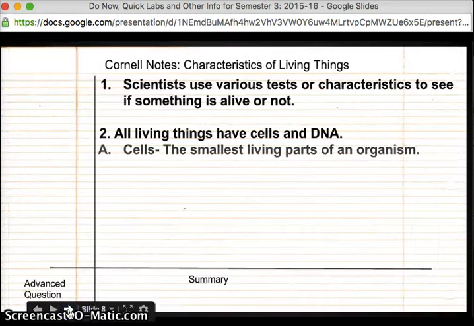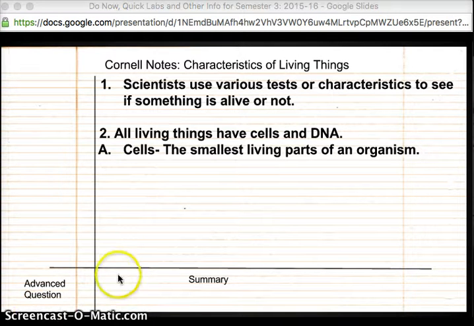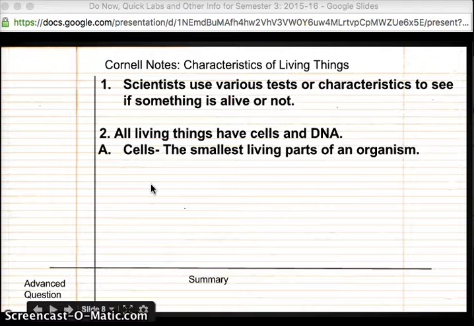Okay, so number two. All living things have cells and DNA. And in cells, the definition is the smallest living parts of an organism. So again, cells are the smallest living parts of an organism. Some students confuse atoms and cells because we did talk about atoms before. Atoms are not alive and cells are, and atoms actually make up cells. But again, cells are the smallest living parts of an organism.